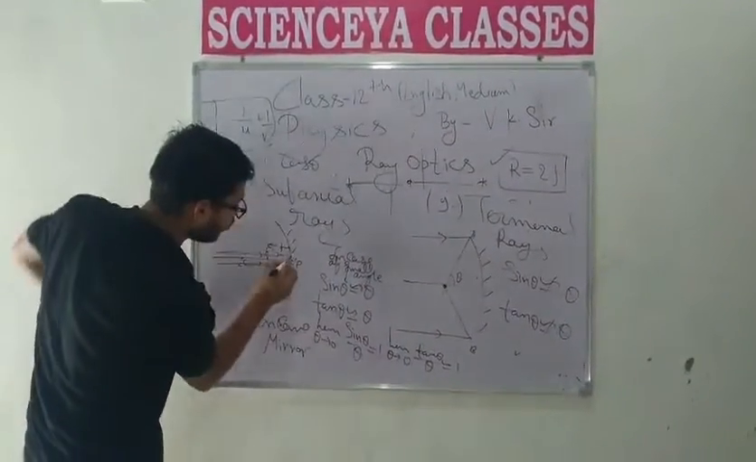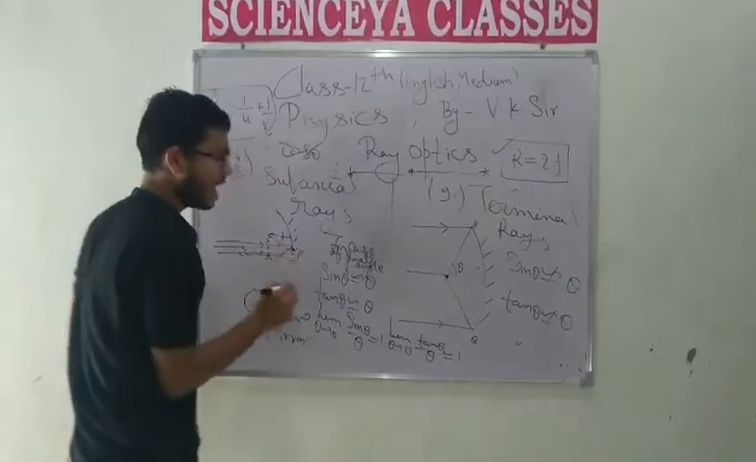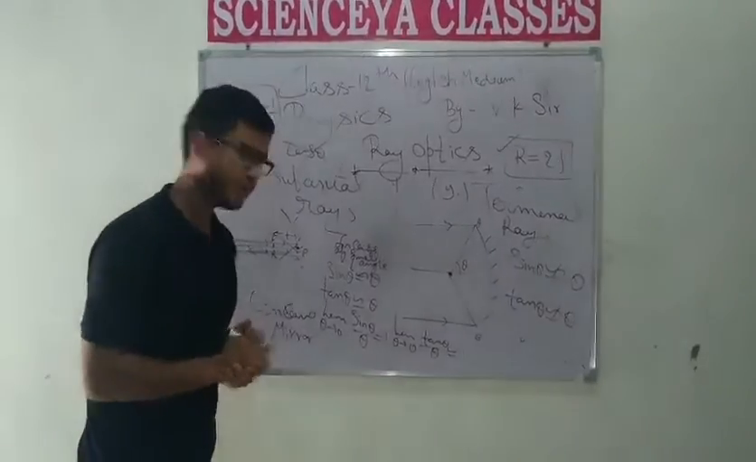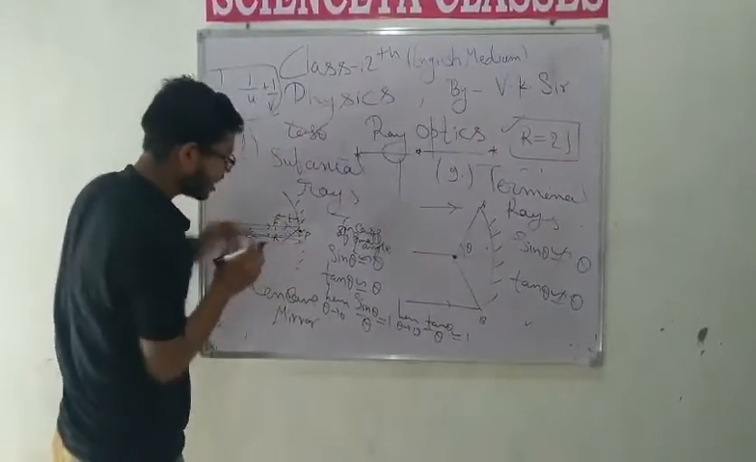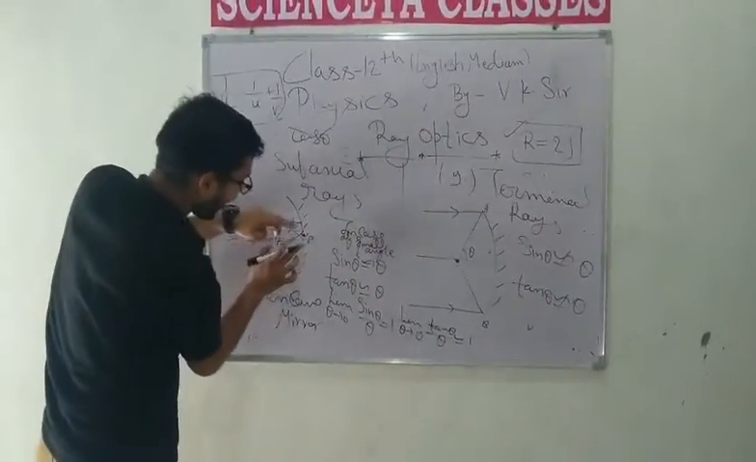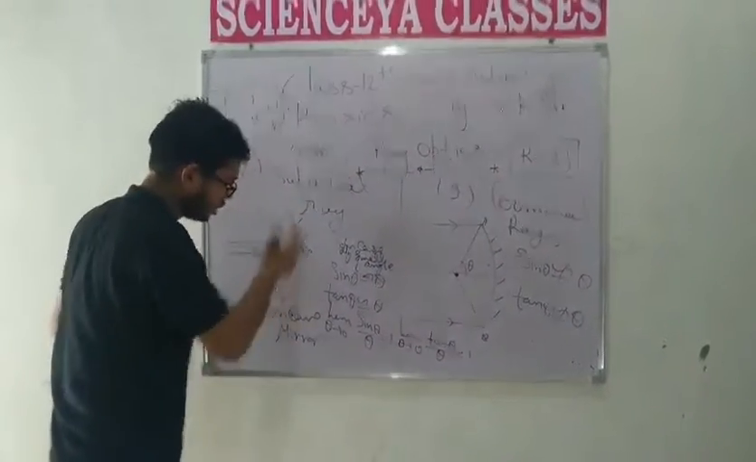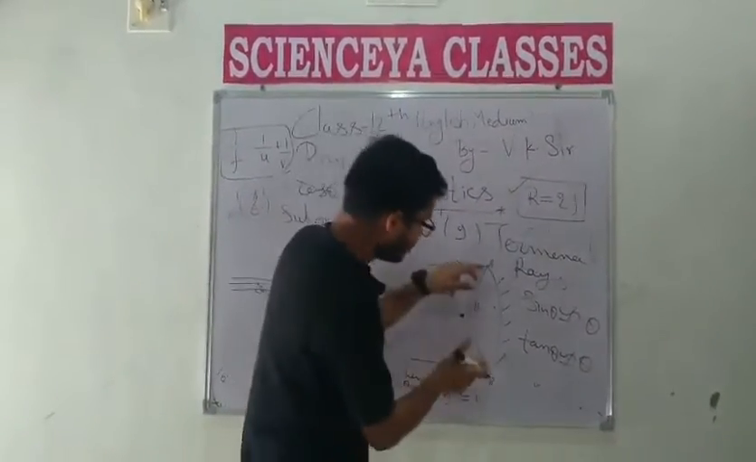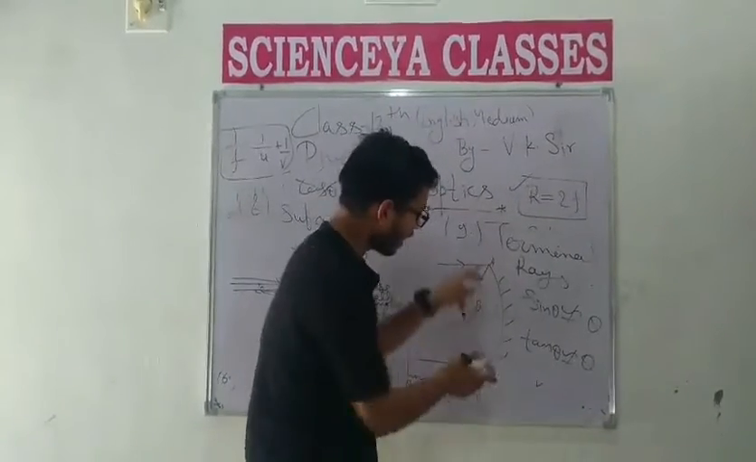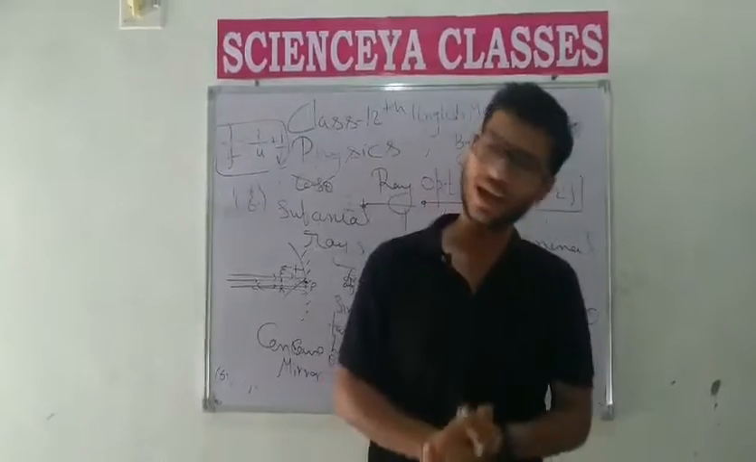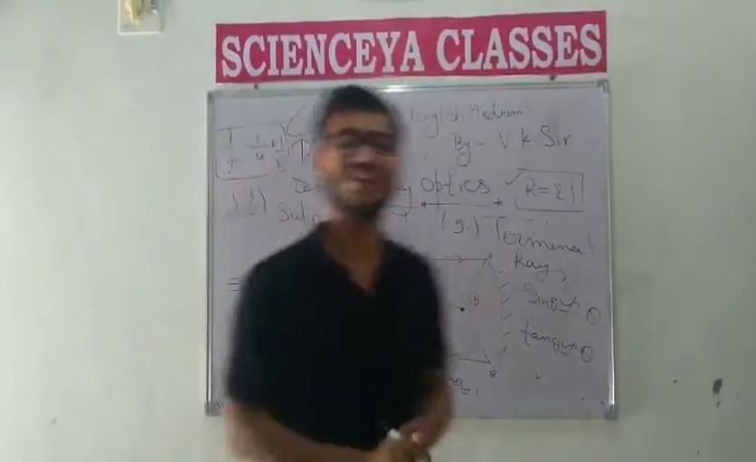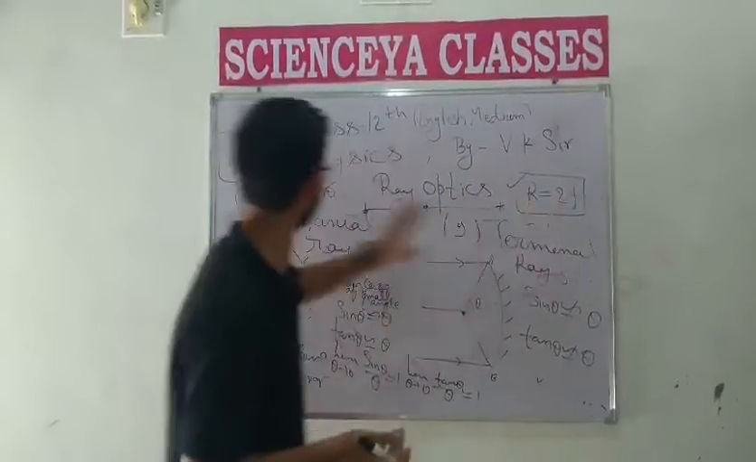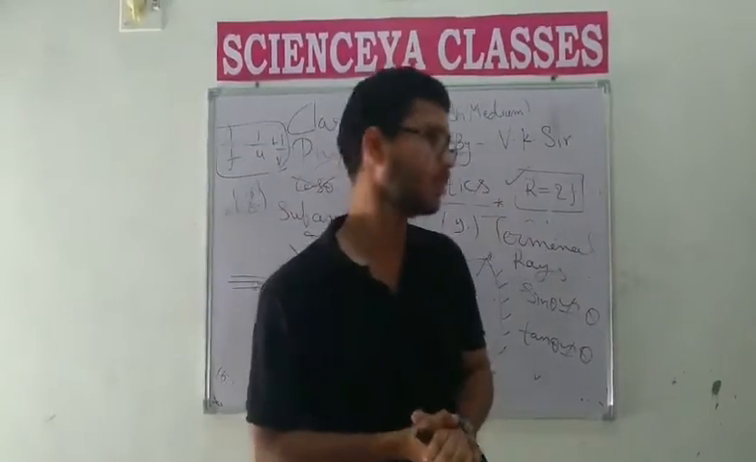Subaxial rays are very close to the pole, and terminal rays are incident on the terminal of the concave mirror. Again, subaxial rays are parallel to the principal axis, very close to the pole, and incident on the surface of the concave mirror. Terminal rays are incident on the surface of the concave mirror at the terminal point. This is the basic definition of subaxial and terminal rays, and it must be understood to follow the derivations.